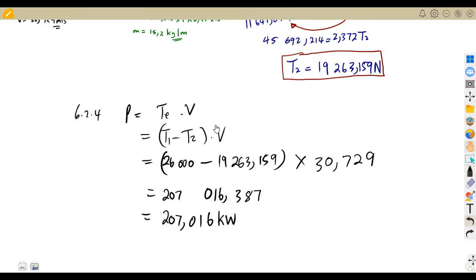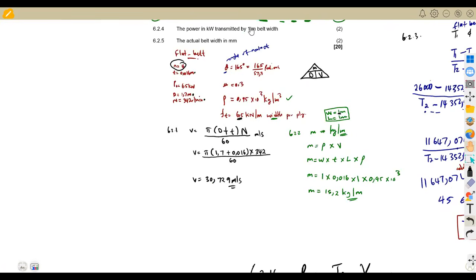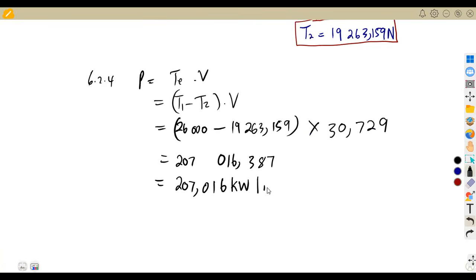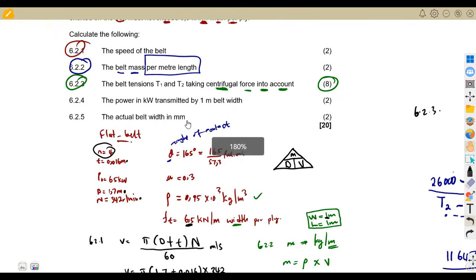So it's being taken per what? Per meter of belt width in this case. It's transmitted per 1 meter belt width, so we can just present this as per meter belt width. All right, so that's it. Got 2 marks for that. This is how some of these questions might be given.